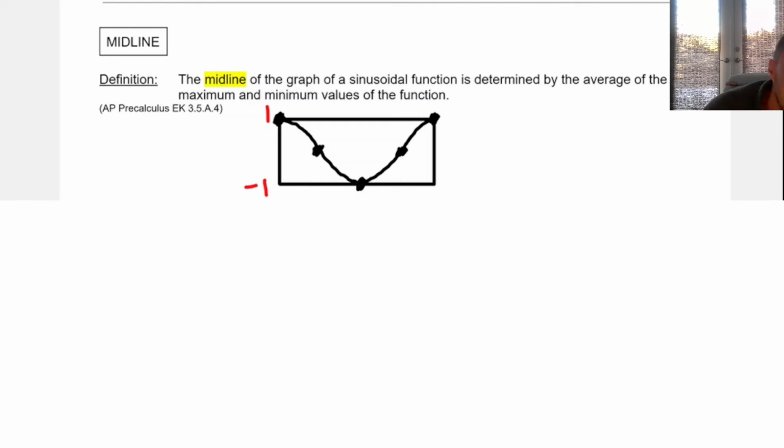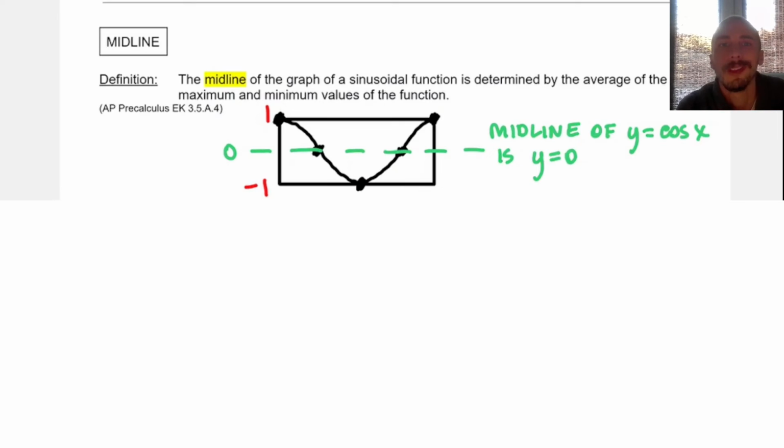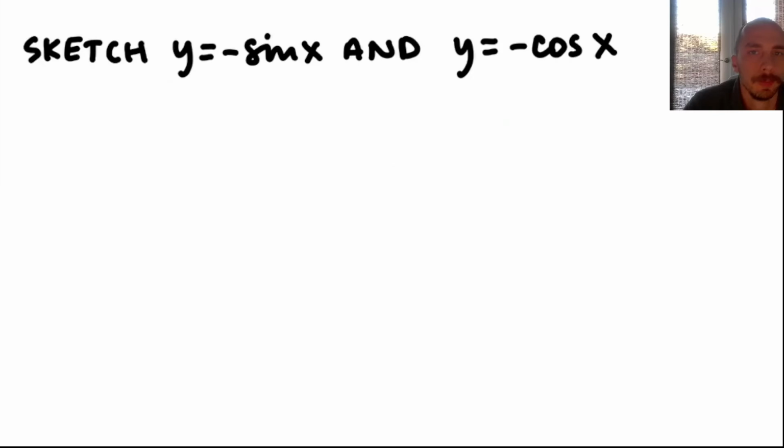But that midline is what's in the middle. It's the average of the maximum and minimum values. And in the case of y equals cosine x, halfway in the middle would be 0. So I could say that the midline for the graph of y equals cosine x is y equals 0. And I could say the same thing about y equals sine x, right? It should be very similar. You saw it above. Halfway in between -1 and 1 is going to be 0.